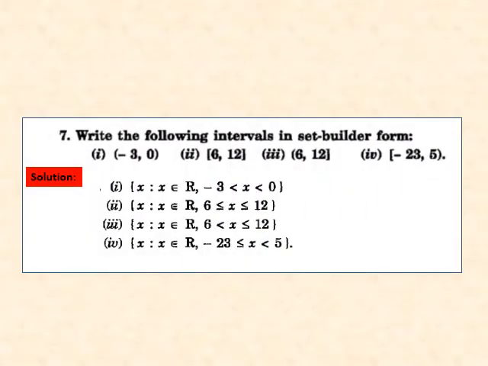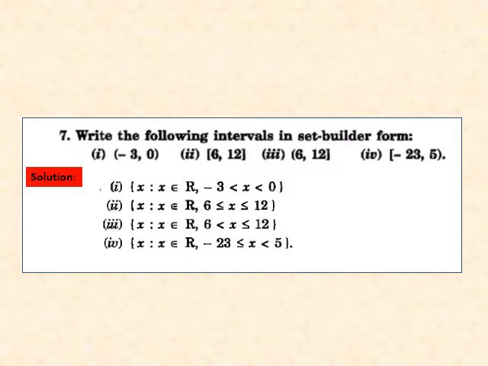Next we have question number 7. Write the following intervals in the set builder form. Set builder form, if you remember, using the properties. So first is open interval minus 3, 0. Both the sides are open. It means both minus 3 and 0 will not be included. So it will be written as x, element x, such that x belongs to real number and minus 3 is less than x less than 0. Clear? Both are not included.